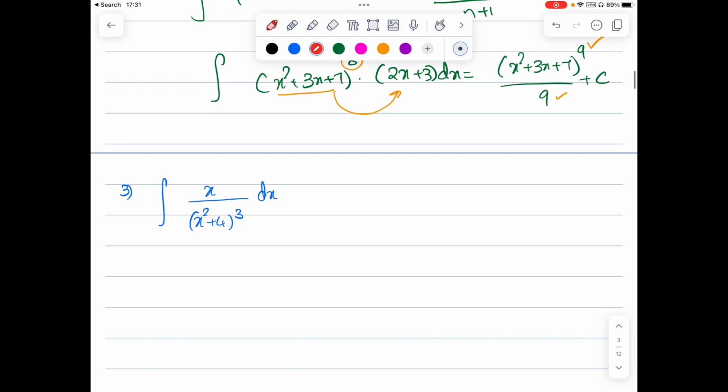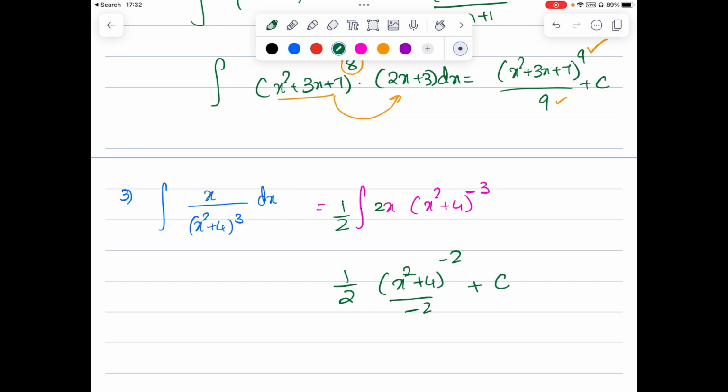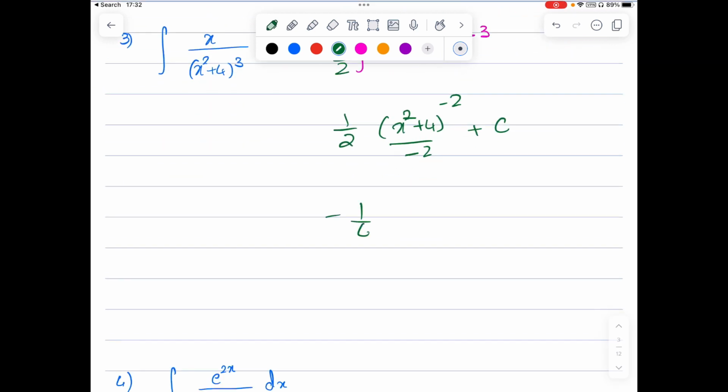Now it is whole power 3. So what am I going to do? I'm going to rewrite this one: x times x squared plus 4 whole to the power of negative 3. Now the power is negative 3. What is the derivative of x squared plus 4? 2x. So multiply and divide by 2. Now what should be the answer? 1 upon 2, that function whole to the power of n plus 1. N is over here minus 3, so minus 3 plus 1 is negative 2. Negative 2 upon negative 2 plus c. So it becomes negative 1 upon 4 x squared plus 4 whole power negative 2 plus c.